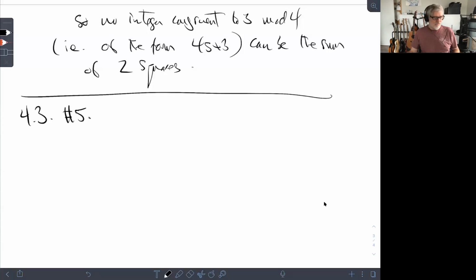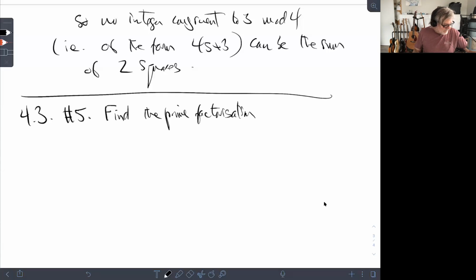Okay, number 5, 4.3. Find the prime factorization of 10 factorial. Okay, so that's the question. Let's do that. It's sort of already factored, so it's not much work, but it's kind of cool because it's a big number. Okay, so what is 10 factorial?